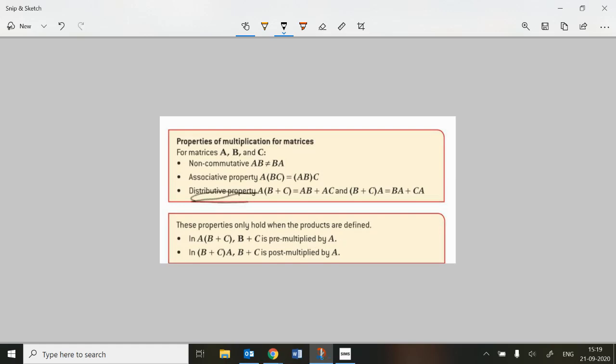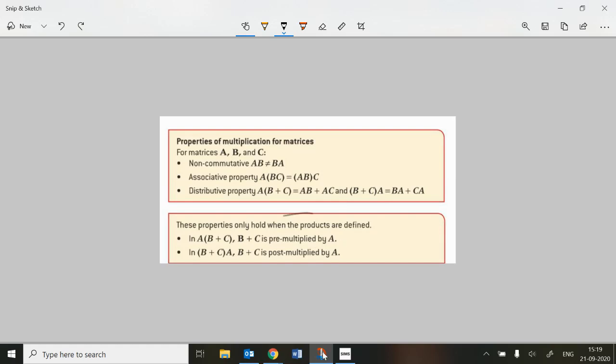Okay, but we've also got the distributive property of multiplication here. It's basically saying you can multiply out brackets with these things as well. Now you can see this thing here. If you add two matrices together and then multiply by your A, you get AB plus AC. And likewise, if you've got the A at the end there. I'm not going to go into much detail on that.